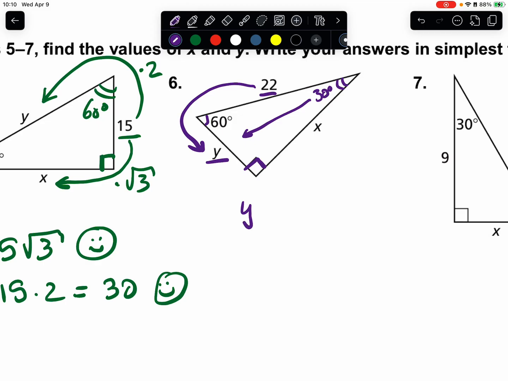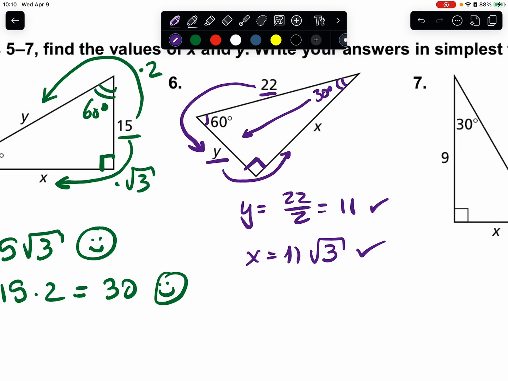So how do I find y? I take 22, divide by 2, and I get 11. Check. How do I go to the long side? Long leg, we take 11 times radical 3. Check.